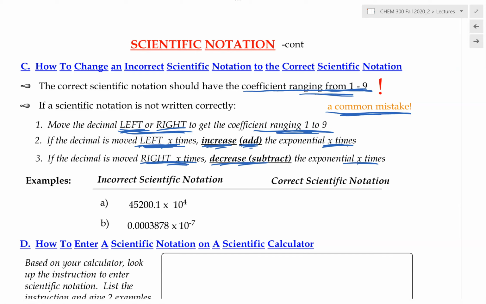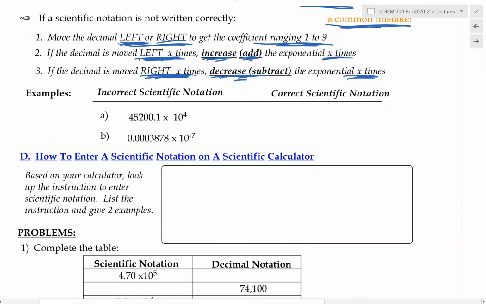And similarly, if the decimal is moved to the right x number of times, essentially we are making the value bigger. And to compensate for it, we have to decrease or subtract the existing exponent x number of times. So that way again it can remain the same. And now let's try a few examples.